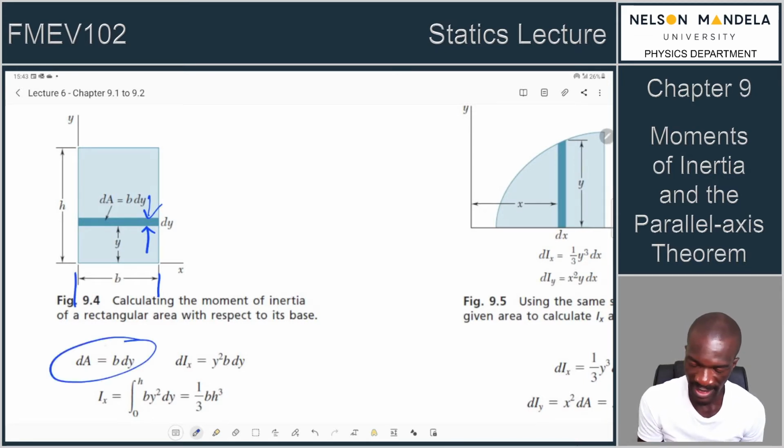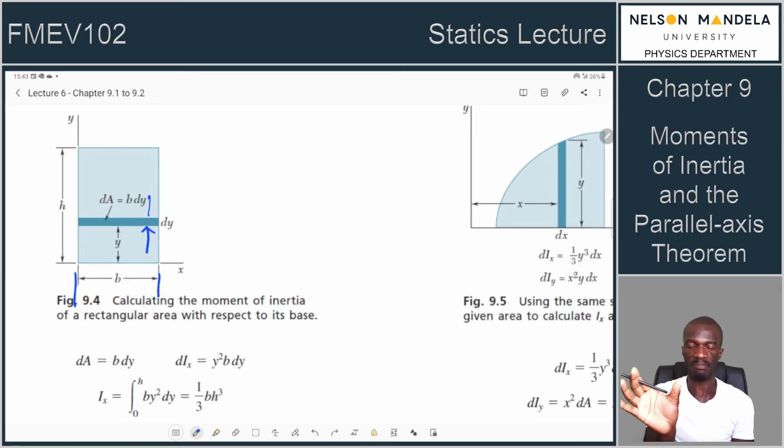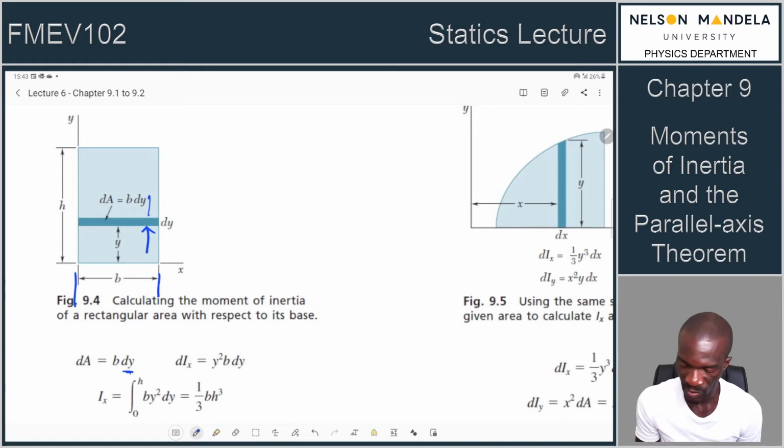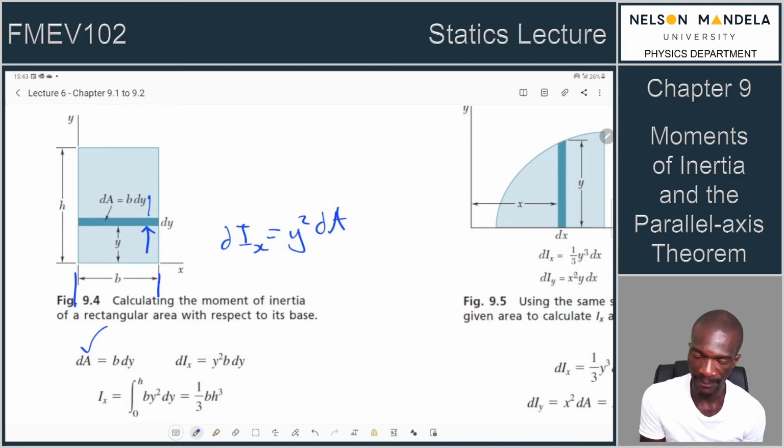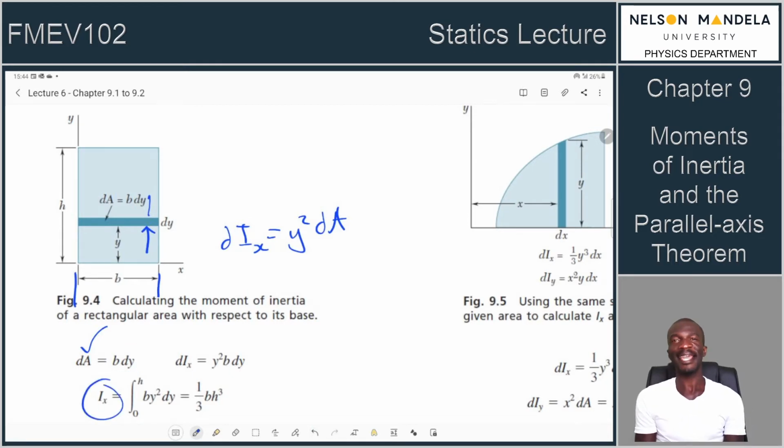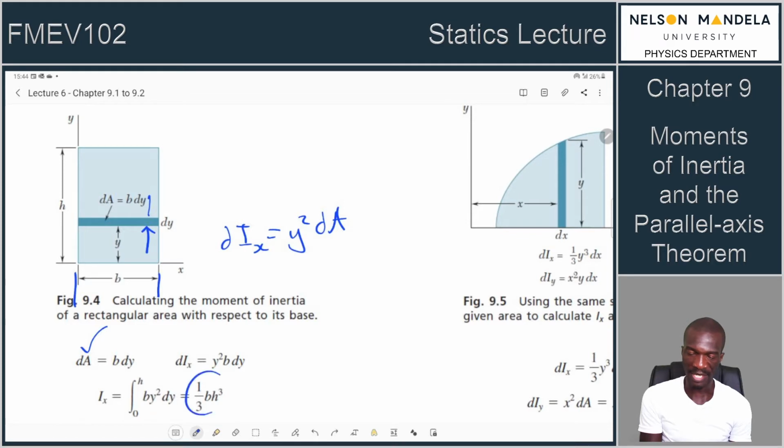So our dA is first defined as the length times the width, which is the b parameter multiplied by dy. So we now have our dA. So this means dIx is what? It is the moment of inertia about the x-axis, which is y squared. So dIx is equal to y squared dA. Instead of dA, we can now replace it with this b dy. So in the end, we actually have Ix being equal to a third of b h cubed.